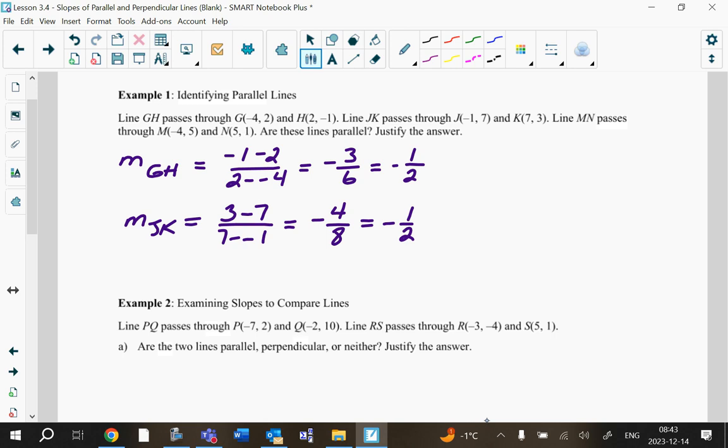Let's see what MN does. 1 minus 5 over 5 minus -4 gives us -4/9, which doesn't reduce. There's no relationship between MN and the previous two lines. Okay, so the best we can say is GH and JK are parallel.